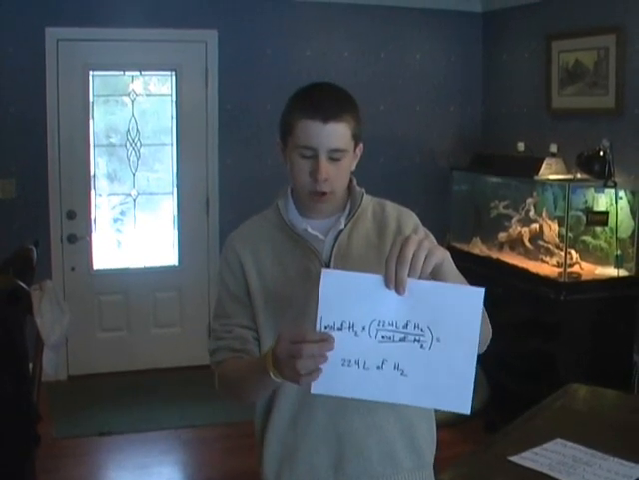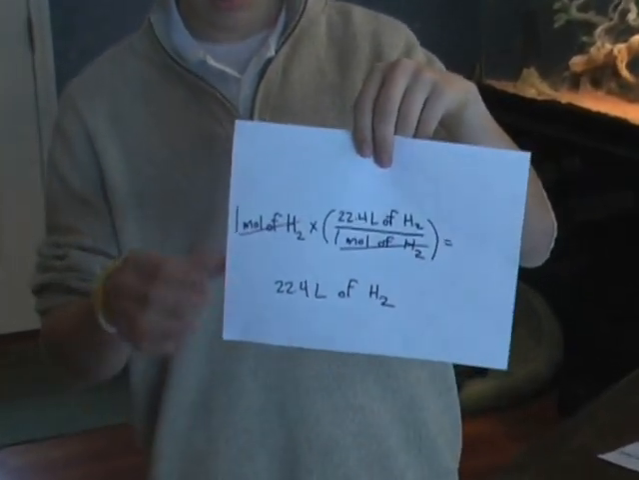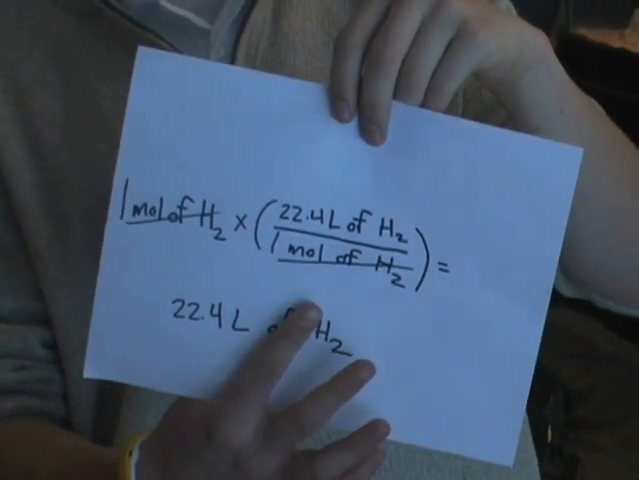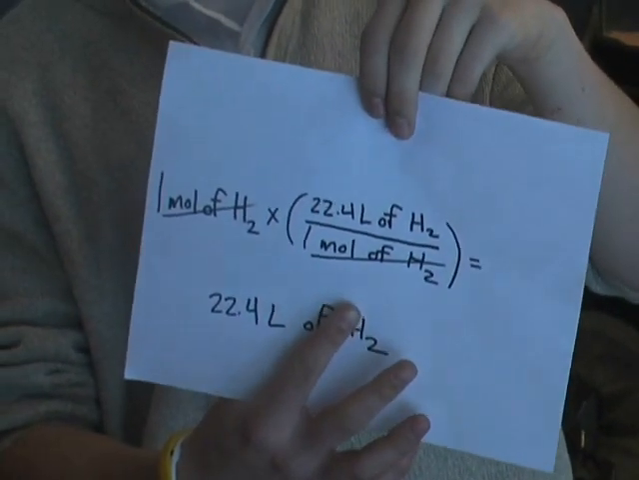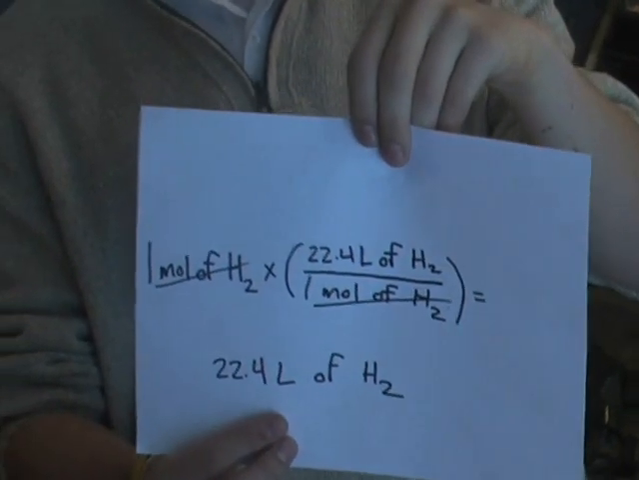In this example, we're trying to convert moles of hydrogen gas into liters of hydrogen gas. So what you do is multiply the moles of hydrogen gas by the conversion factor, which is 22.4 liters of H2 over 1 mole of H2, and the final answer is 22.4 liters of H2.